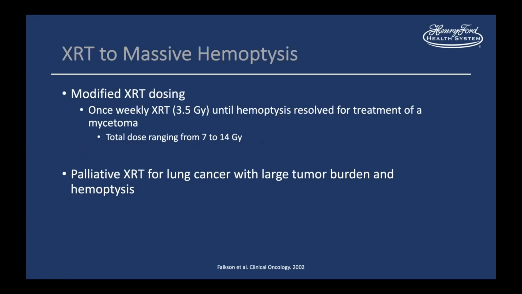So we all know about radiation therapy in patients who have lung cancer with large tumor burden hemoptysis, but they've also described radiation for non-malignant control of hemoptysis. This was a case report using modified radiation dosing, so just once a week with lower radiation to help control bleeding from a myxoma that worked.